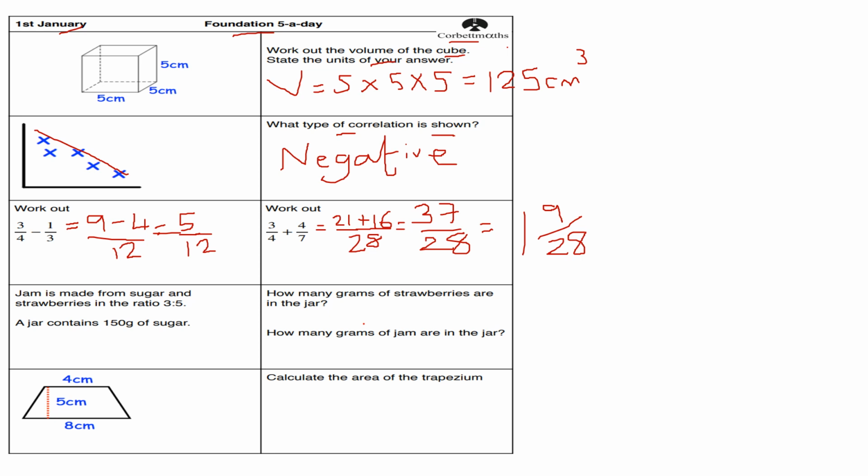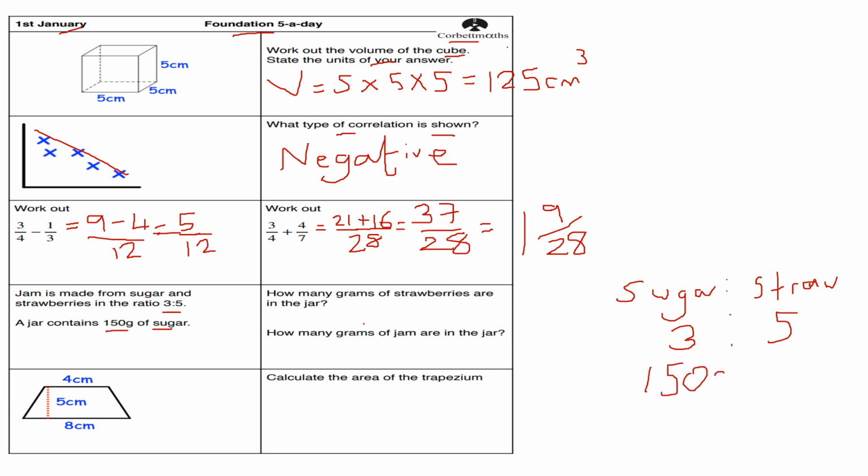This next question. Jam is made from sugar and strawberries in the ratio 3:5. A jar contains 150 grams of sugar. How many grams of strawberries are in the jar? How many grams of jam are in the jar? So being careful here. Sugar to strawberries, so writing out the ratio in chronological order. So sugar to strawberries, and I'll write it as STRAW for strawberries, just to make it easier, is 3:5. So writing it in this order, it's 150 grams.